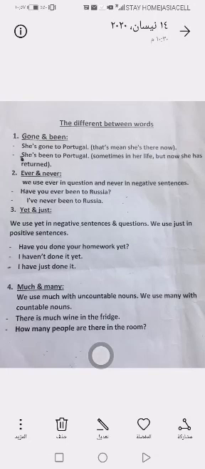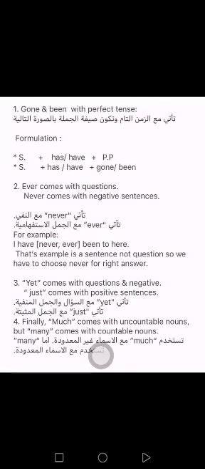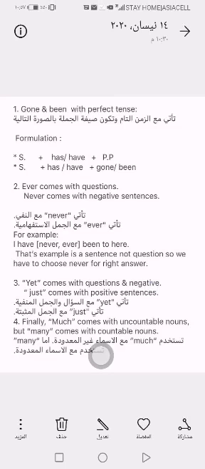Number one, "gone" and "been." First, we have to know that gone and been are past participles, and we can use past participles with the perfect tense. How can we make a sentence in the perfect tense? Subject plus has or have plus past participle.